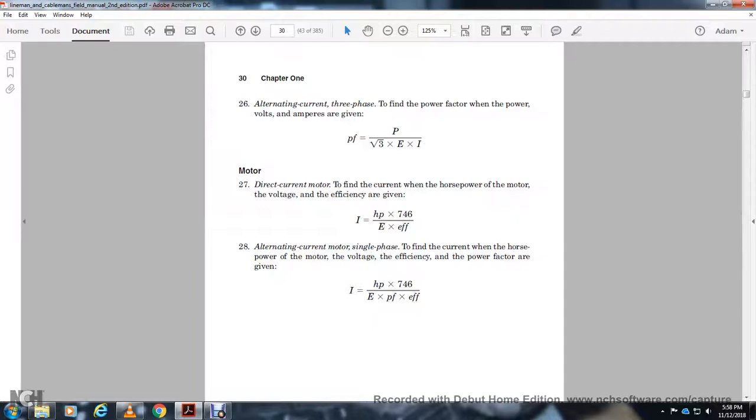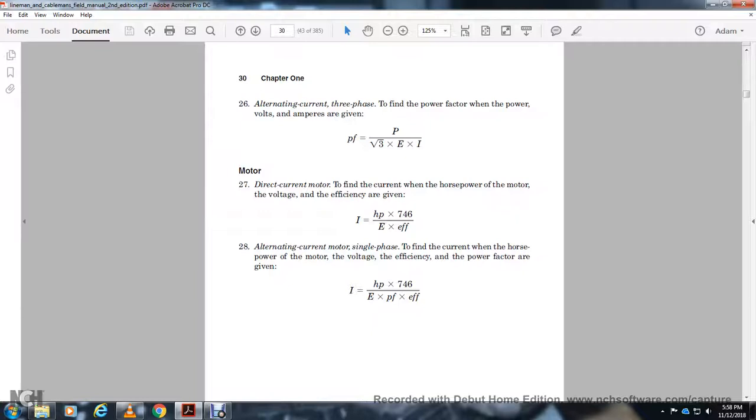Direct current motor: the current given the horsepower of the motor, the voltage, and the efficiency. The amps are equal to the horsepower times 746 watts over the volts times the efficiency.